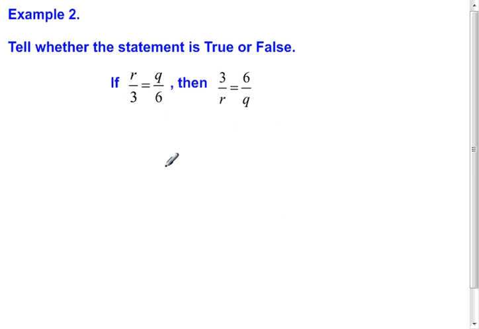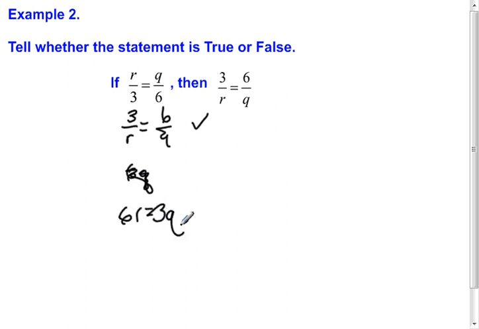Example 2, tell whether these are true or false. It looks like a whole bunch of things were done here. The fractions were flipped. If we flip each of these fractions over, they are still exactly the same. Again, we can check by cross multiplying. 6R equals 3Q. On this side, we would get 3Q equals 6R. Those are the same, so we know we're good.